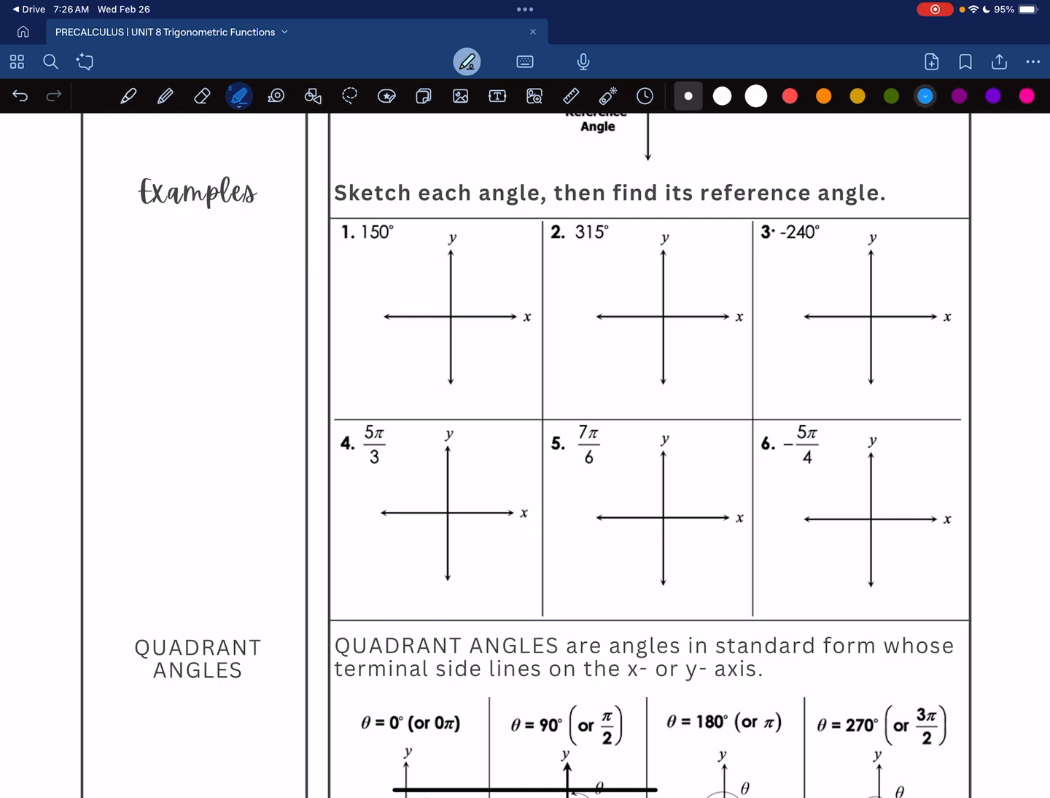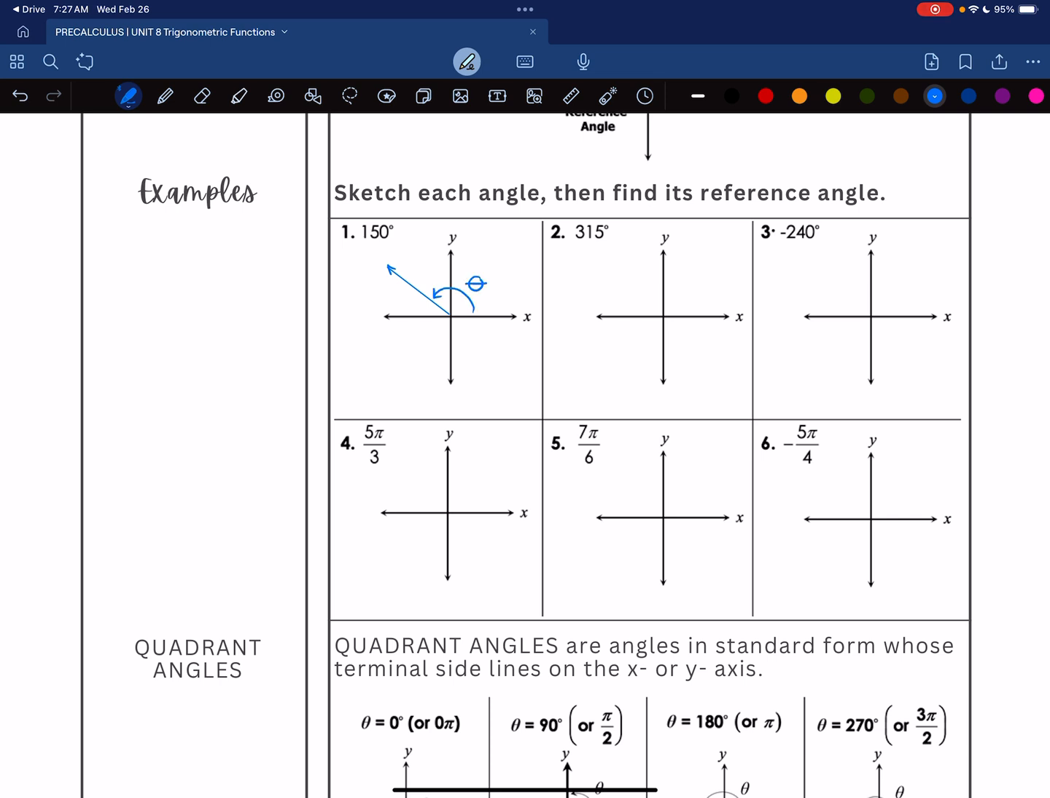We're going to sketch an angle that is 150 degrees. Now 150 degrees, which quadrant is that going to be in? Quadrant 1, 2, 3, or 4? Yeah, that's going to be in quadrant 2. It'll be right about here. That is theta.